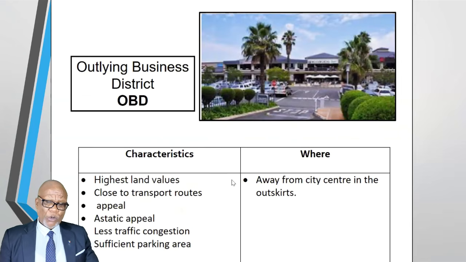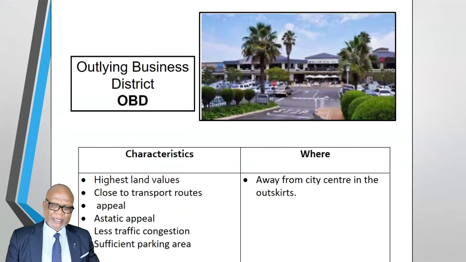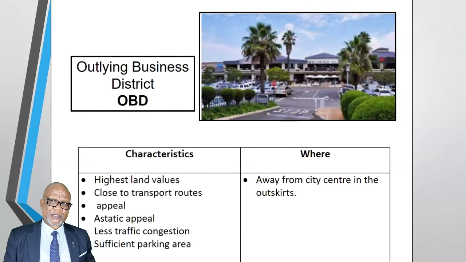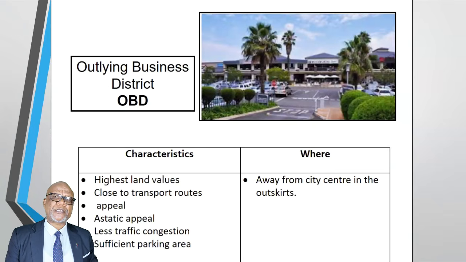So what is happening here? We have what we call decentralization. Now, outlying business districts, in comparison to the CBD, are found on the outskirts of the cities. They are not found in the city centers.